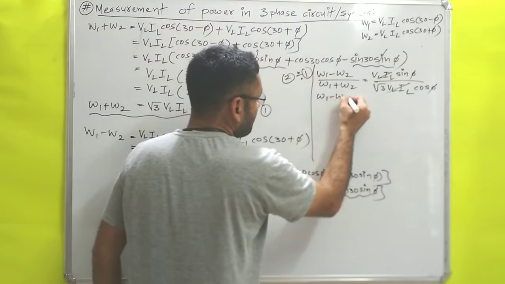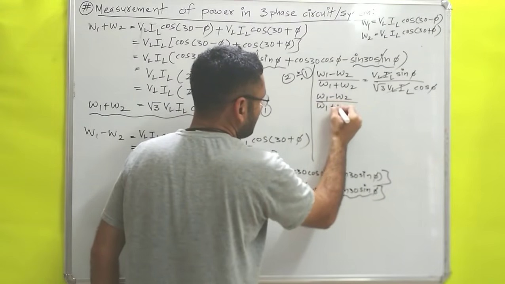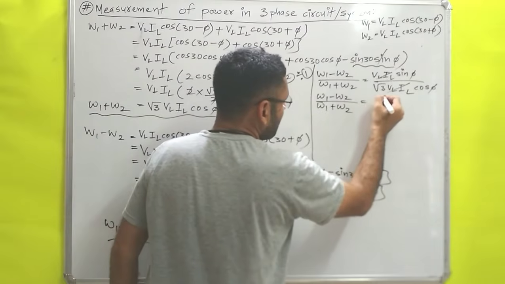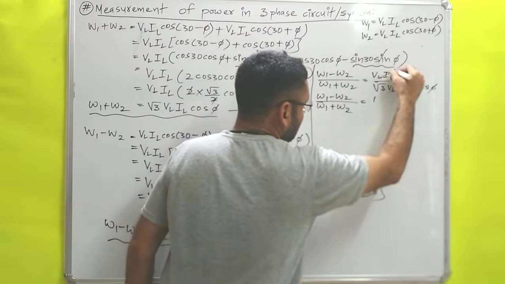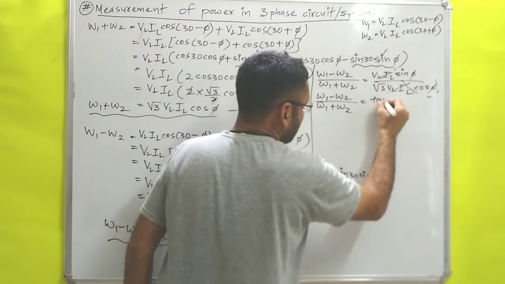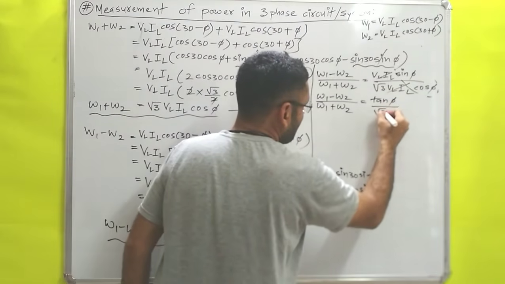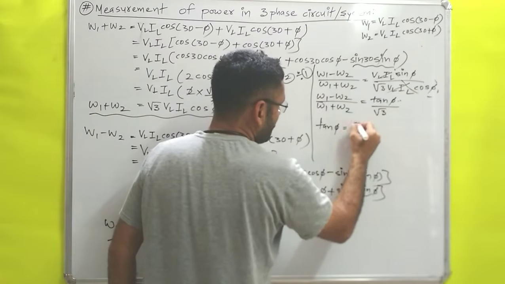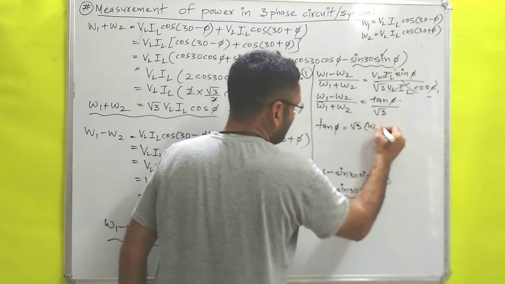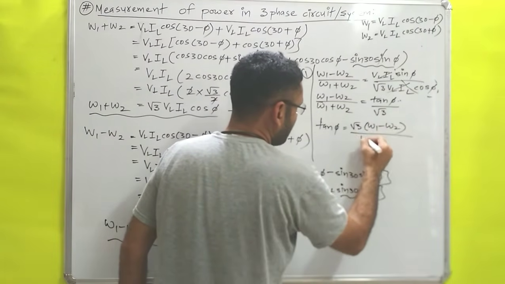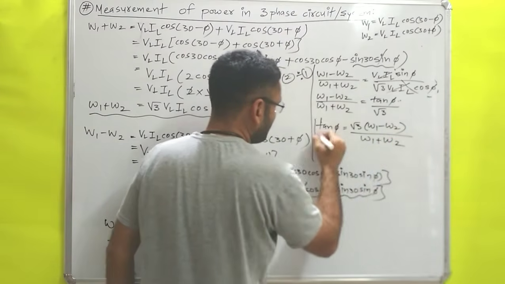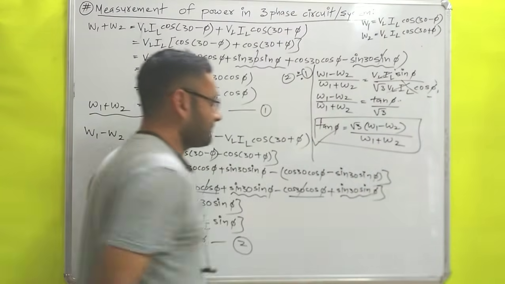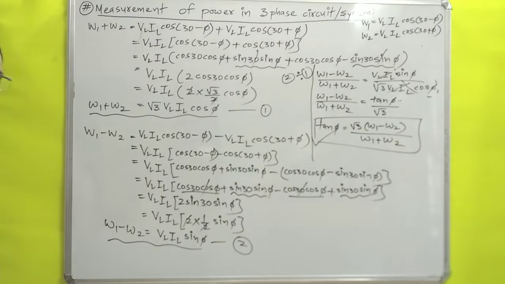So (W1 minus W2) divided by (W1 plus W2) is equal to sin by cos, which is tan phi divided by root 3, and we want the answer of tan phi. So tan phi is equal to root 3 times (W1 minus W2) divided by (W1 plus W2). So that is the first derivation: tan phi is equal to this.